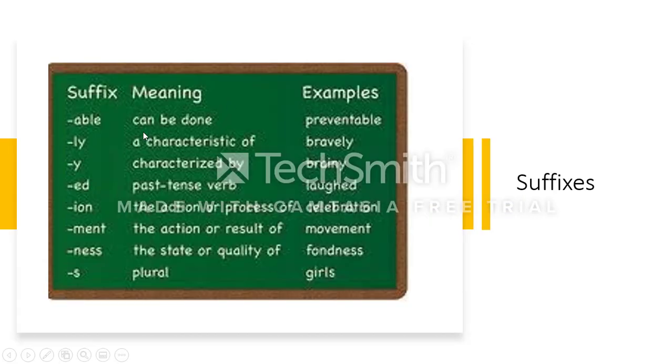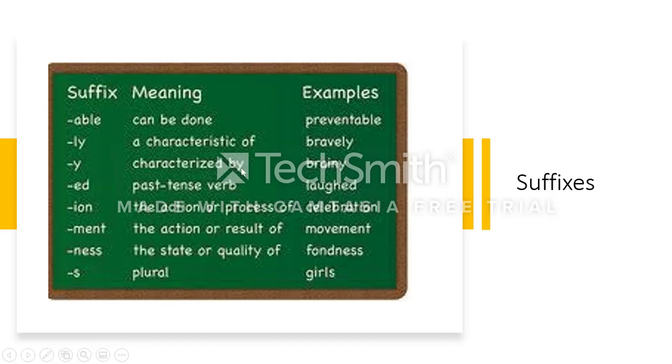So I also want you to check this small chart of suffixes. The same as with the prefixes, there's a whole long list of them. But let's revise these, which are very common. Able, that can be done. Preventable, that you can prevent. The ly is the characteristic of bravely, okay? Usefully.